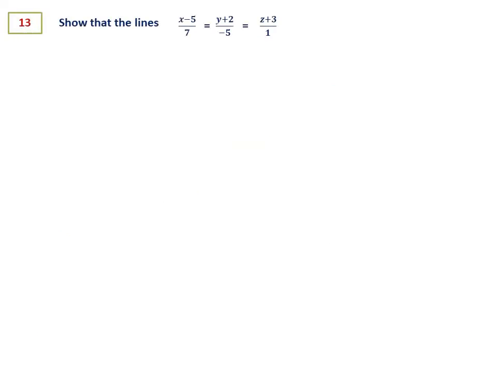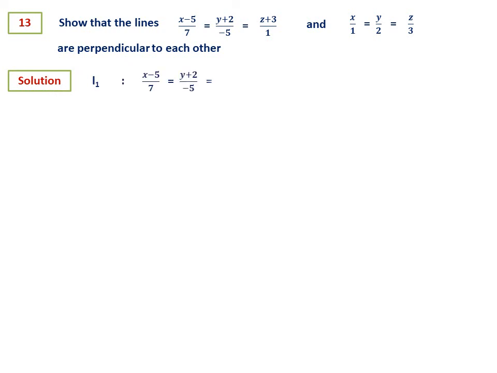So this is a very simple question, but let me solve it. The given equation is: show that the lines (x minus 5) by 7 equal to (y plus 2) by minus 5 equal to (z plus 3) by 1, and x by 1 equal to y by 2 equal to z by 3, are perpendicular. These are the two equations of the lines in Cartesian form. Show that they are perpendicular to each other. Very simple. Now L1 is given as (x minus 5) by 7, (y plus 2) by minus 5, (z plus 3) by 1. Already it is in the standard form. Similarly, L2 is also in standard form only: x by 1 equal to y by 2 equal to z by 3.